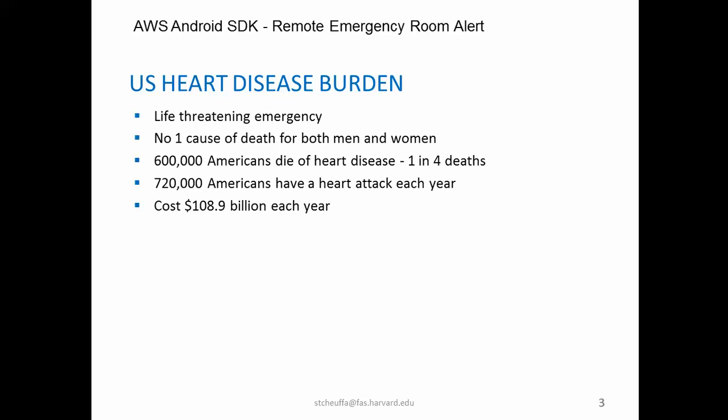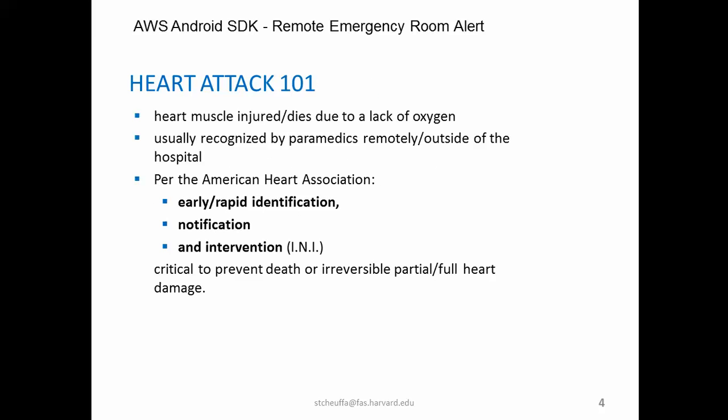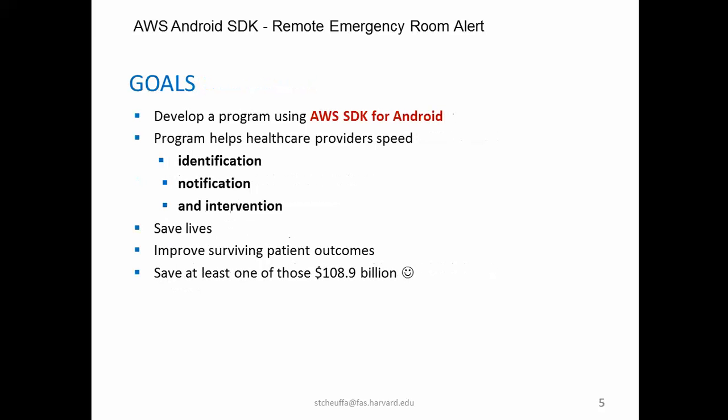So quickly, about 600,000 Americans die from heart disease every year. 1 in 4 deaths in the U.S. It costs $108.9 billion every year. A heart attack is basically when heart muscle dies because of lack of oxygen, usually because of poor health, poor nutrition. The AHA, American Heart Association, says the quicker we identify, notify the hospital, and actually treat the person, the better outcome they have of surviving and not getting injured.